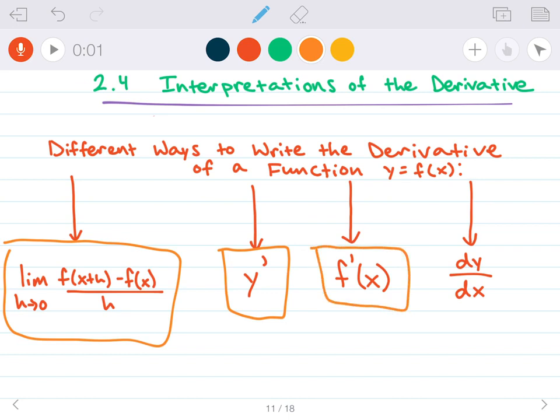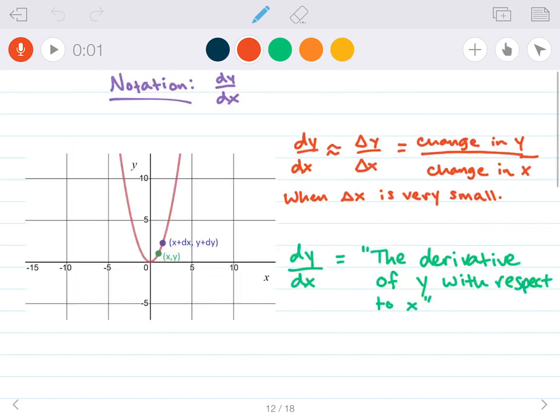But we have this new notation right here, dy dx. This is called Leibniz notation. So Leibniz was a co-inventor of calculus along with Isaac Newton. And this notation is named after him because he created it. So let's talk about what this means.